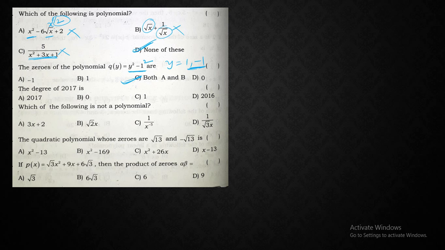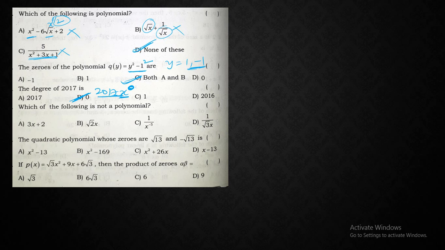Next, degree of 2017. So if I say 2017, what is the variable present here? So the variable is present, but its power is 0. So that means from this, what I can say, the degree of this particular polynomial is 0.